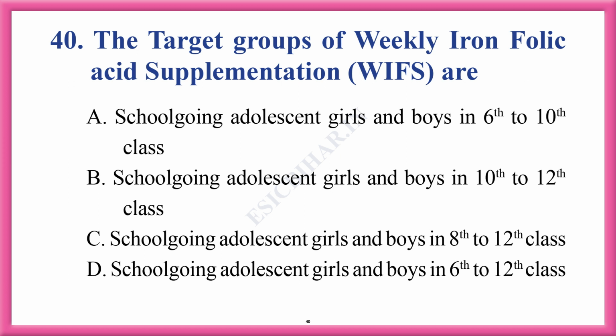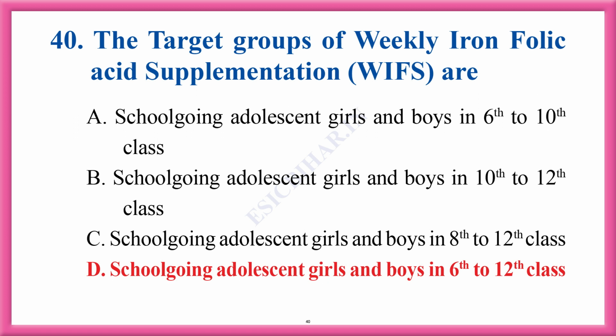Question 40. The target groups of weekly iron folic acid supplementation, WIFS, are: A. School-going adolescent girls and boys in 6th to 10th class, B. School-going adolescent girls and boys in 10th to 12th class, C. School-going adolescent girls and boys in 8th to 12th class, D. School-going adolescent girls and boys in 6th to 12th class. And the answer is D.